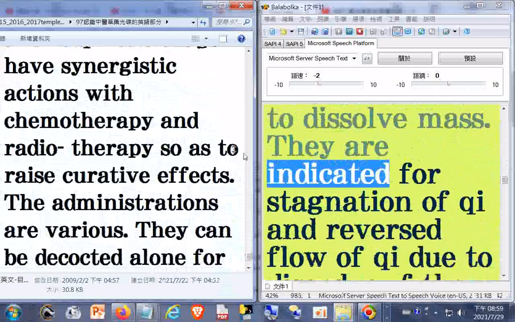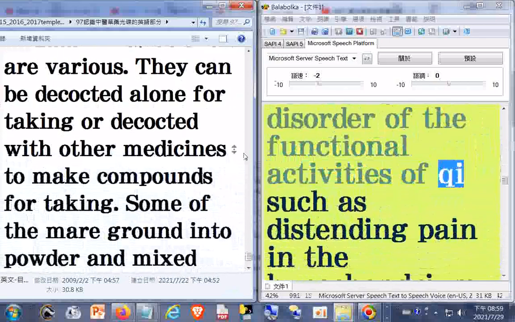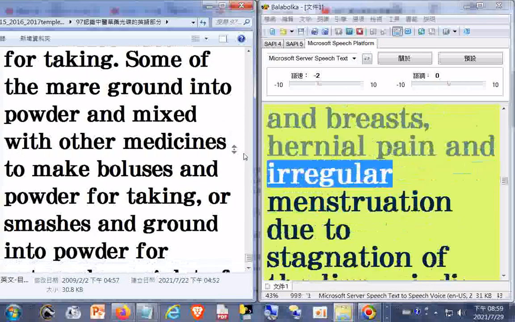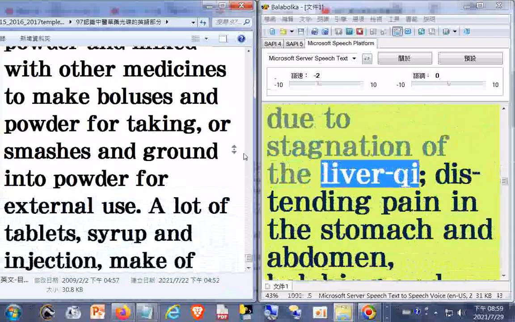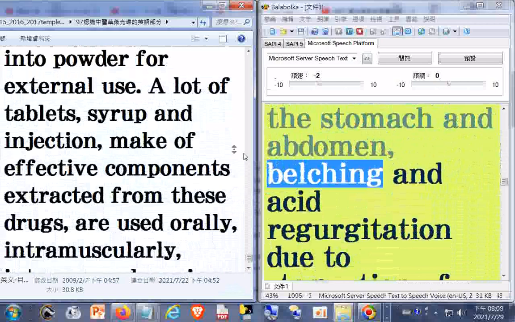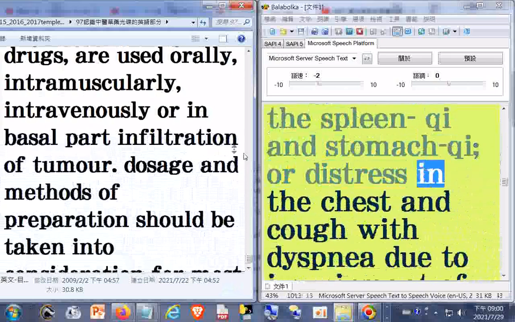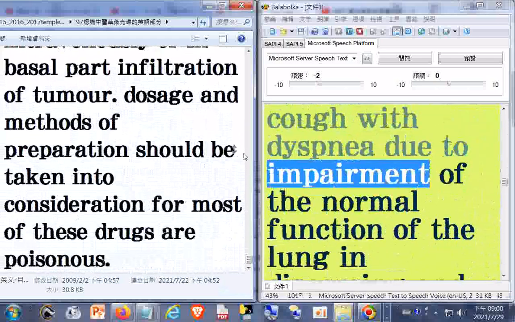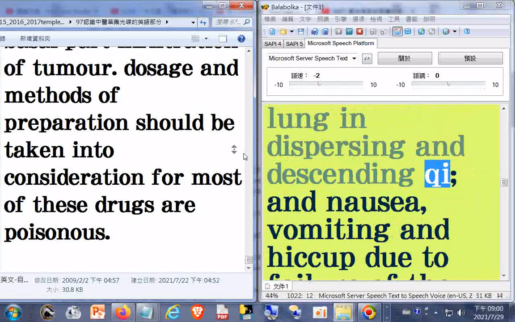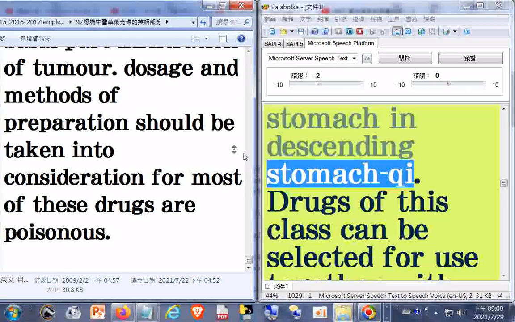They are indicated for stagnation of qi and reversed flow of qi due to disorder of the functional activities of qi, such as distending pain in the hypochondrium and breasts, hernial pain, and irregular menstruation due to stagnation of the liver qi, distending pain in the stomach and abdomen, belching, and acid regurgitation due to stagnation of the spleen qi and stomach qi, or distress in the chest and cough with dyspnea due to impairment of the normal function of the lung in dispersing and descending qi, and nausea, vomiting and hiccup due to failure of the stomach in descending stomach qi.